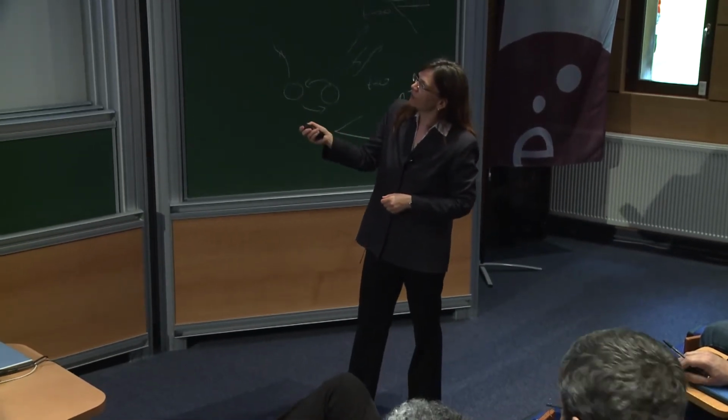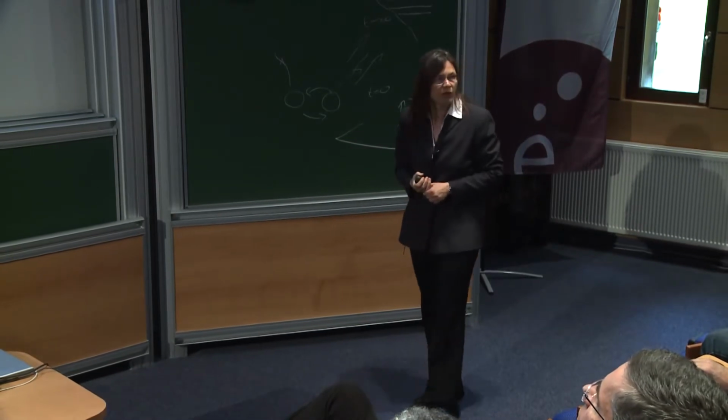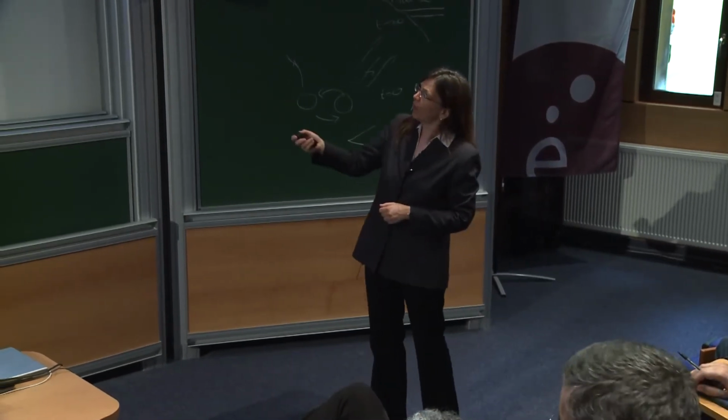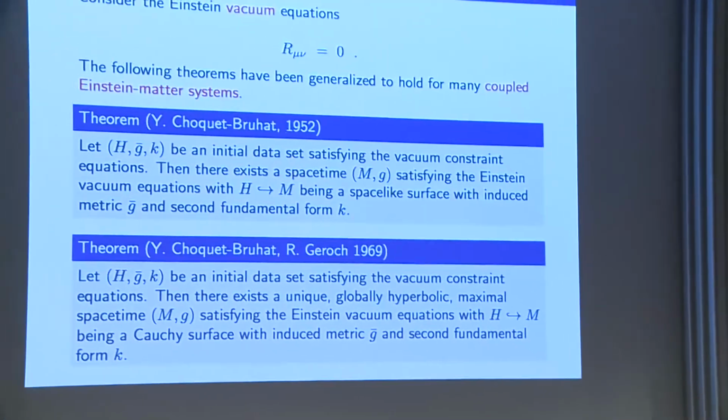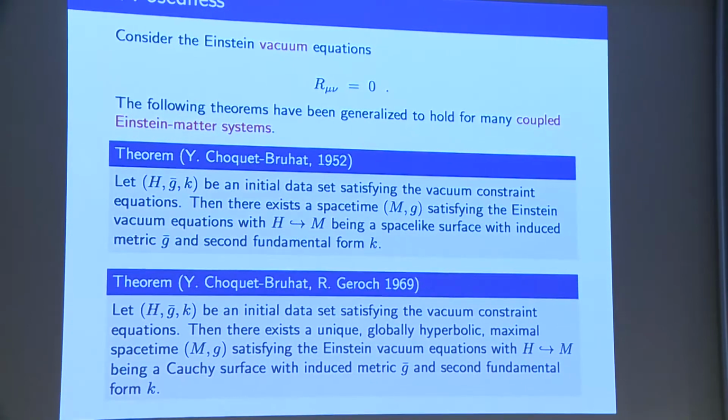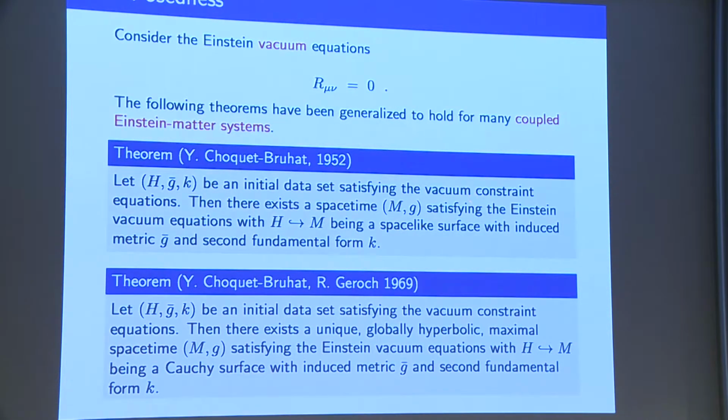So basically in 1952, that's the first rigorous general mathematical theorem in terms of well-posedness. Yvonne Choquet-Bruhat showed that if you take (Σ, ḡ, k) as an initial data set, here formulated for the vacuum Einstein equations, but it's been generalized to hold for most other fields on the right-hand side, then there exists a space-time satisfying the Einstein vacuum equations, with Σ into M being a space-like surface with induced metric ḡ and second fundamental form k.